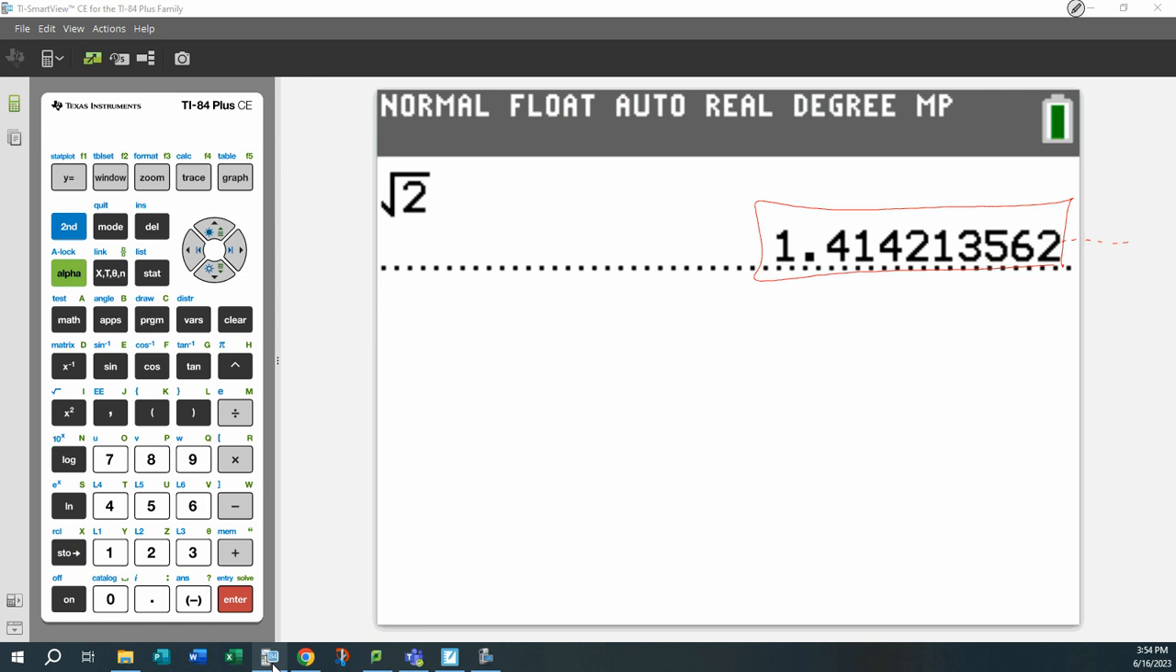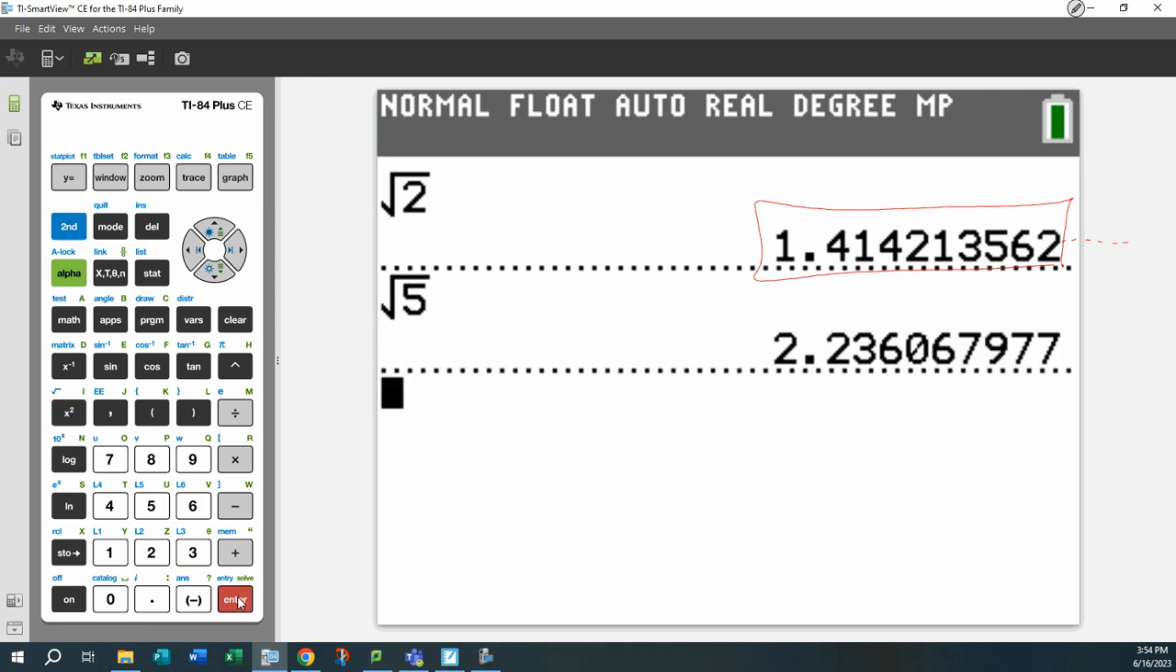Well, then what could be another irrational number? Well, look at this. Anything that's square rootable, chances are irrational. Look at that. 2.236067977.